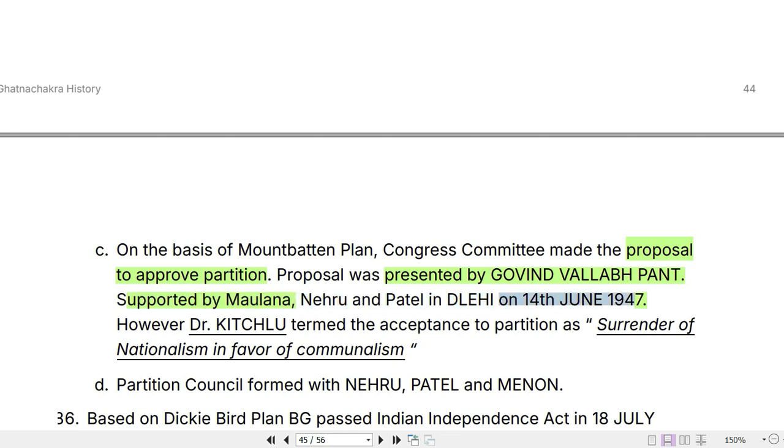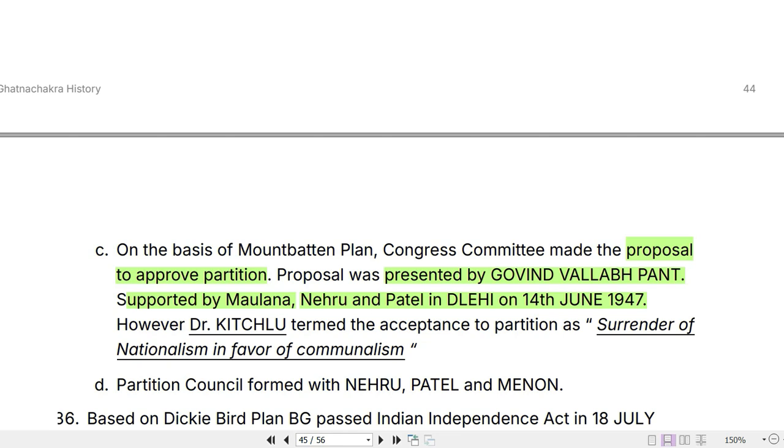Now, you should understand this chronology right from the very beginning: Mountbatten came to India on 24th of March 1947. Then he released his Mountbatten Plan, which was nothing but the partition plan, on June the 3rd, 1947. And then on 14th of June 1947, the Congress Working Committee also gave its partition approval in the form of a proposal which was presented by Govind Vallabh Pant, and it was supported by Maulana, Nehru and Patel in Delhi on 14th of June 1947.